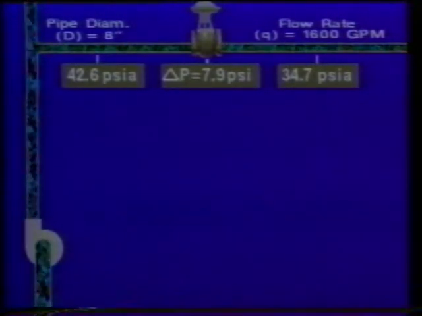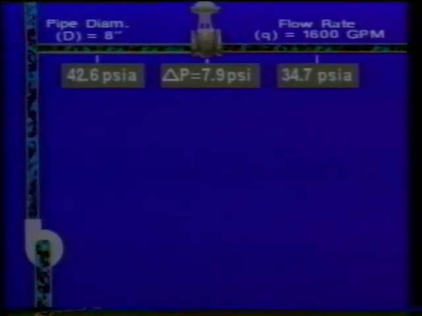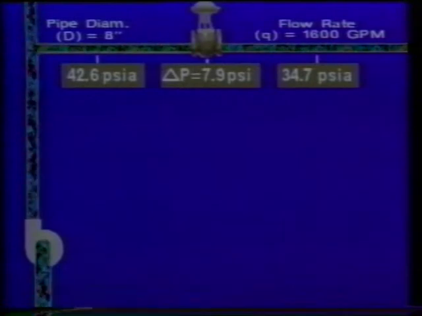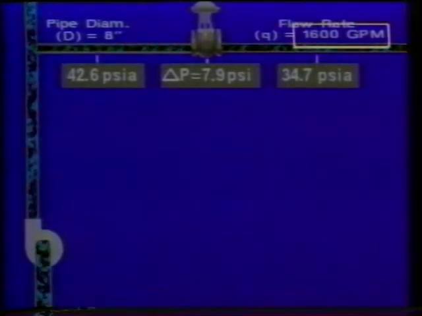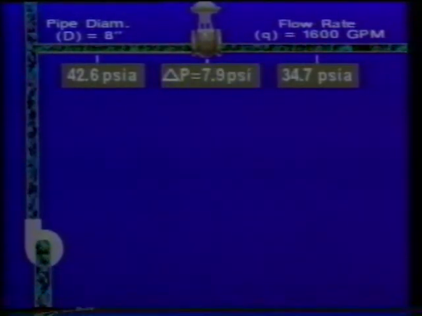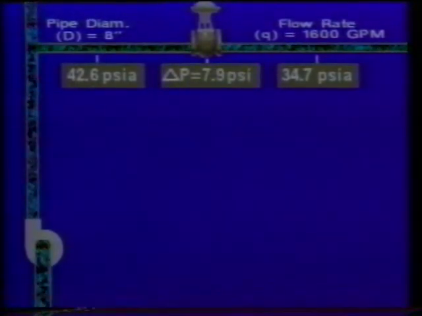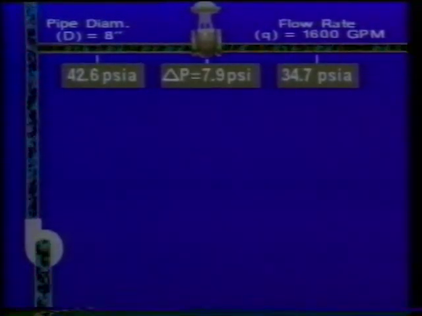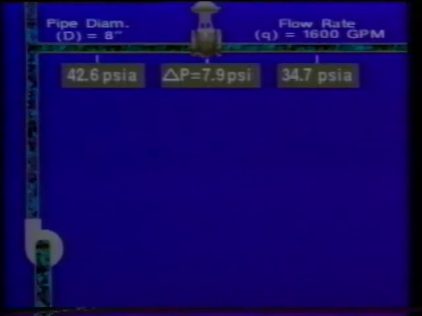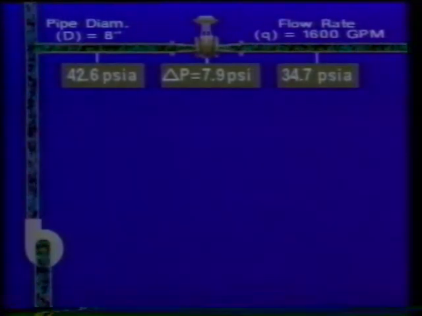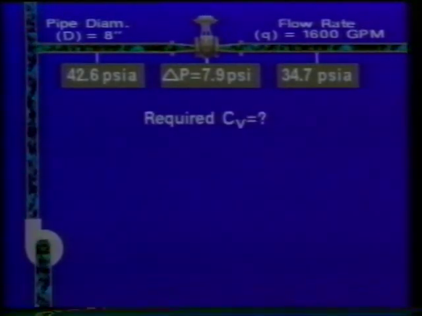The preliminary valve selection is a butterfly valve with a 60-degree opening. Some of the factors that influenced this decision were the high flow rate coupled with a relatively low differential pressure. Now, the objective of sizing this valve is to determine the smallest valve size that will provide suitable performance. Past experience indicates that it may be possible to use a 6-inch valve in this service. The first step is to determine the minimum required flow coefficient.